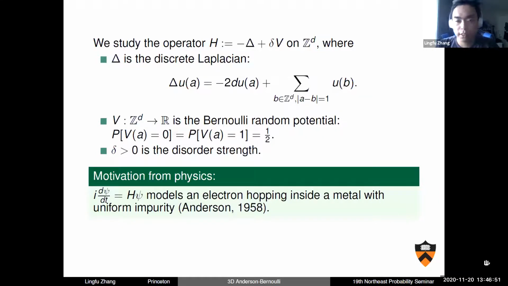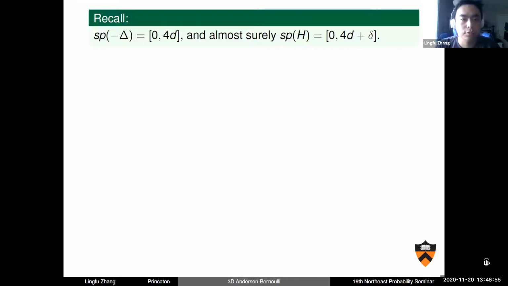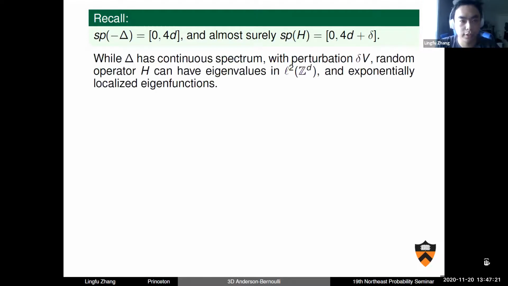Okay, so to study the dynamics of this model, it's crucial to understand the spectrum and also the eigenfunctions of this random Schrodinger operator. Recall that for the discrete Laplacian, the spectrum is continuous, in the interval 0 to 4D, where D is the dimension. And it's a classical result that almost surely when you add this i.i.d. random potential, the spectrum shifts by delta and you take the union of that.